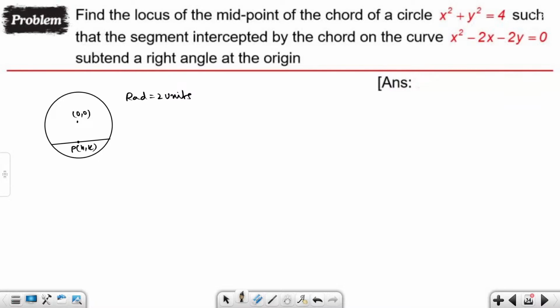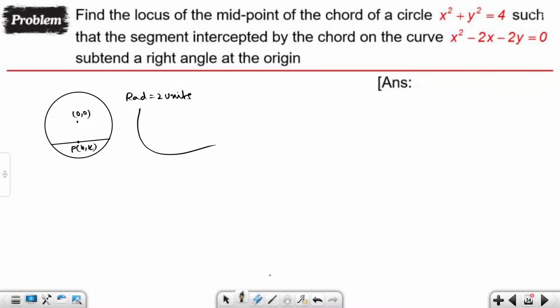So now we have to find out the locus of this point such that the segment intercepted by this chord on the curve, this. This is a curve. I don't know how this curve will look like. And no need to know that. Suppose there is a curve like this. Let us say this is a curve. Okay. Let me draw it properly. Let us say the curve is like this.